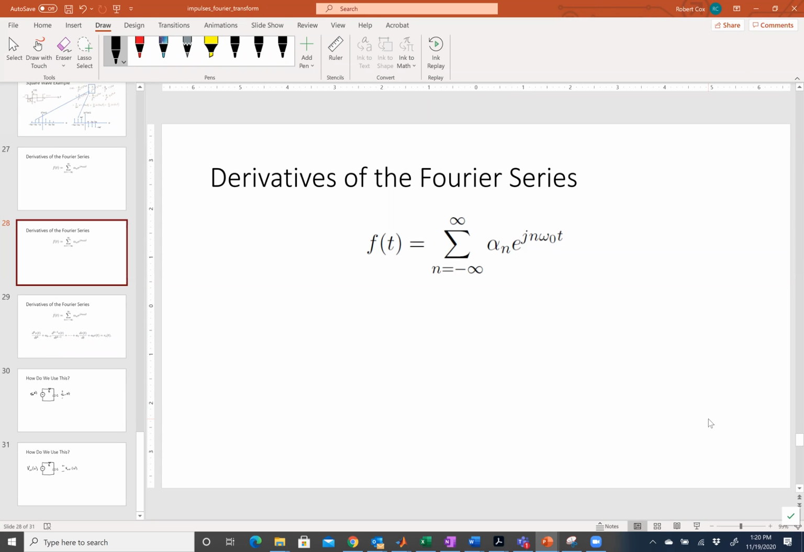Well, no, so you got the right idea. F of t, for this summation to be true, what does the function have to be? It has to be a waveform of some sort. It has to be periodic, right? For a function to be represented by a Fourier series, the waveform has to be periodic, okay?